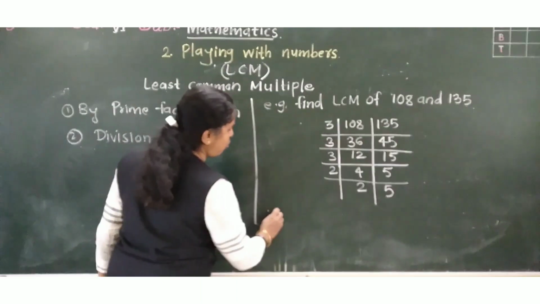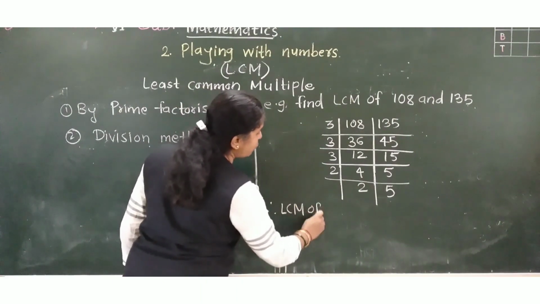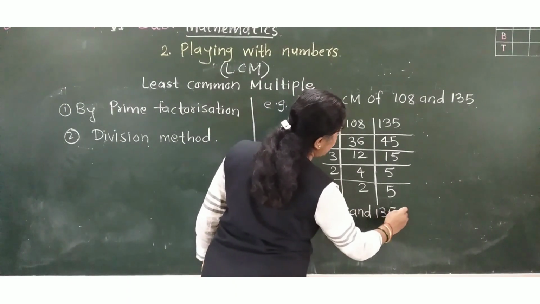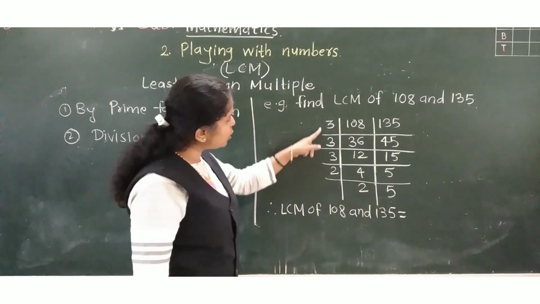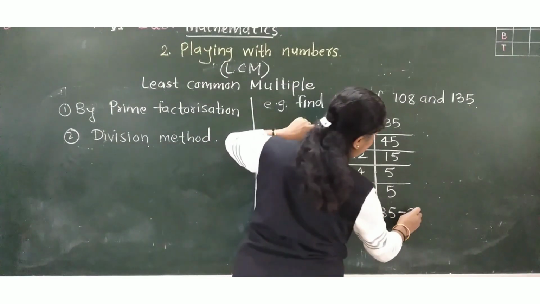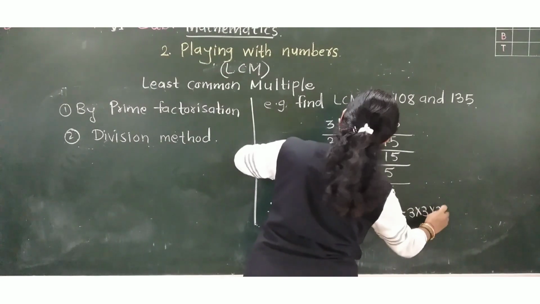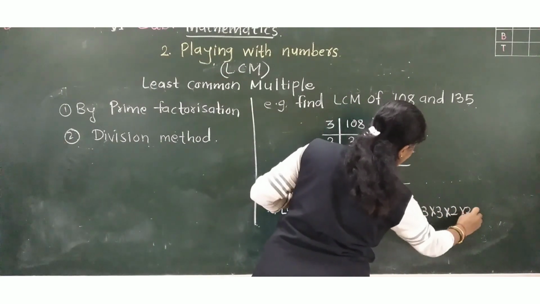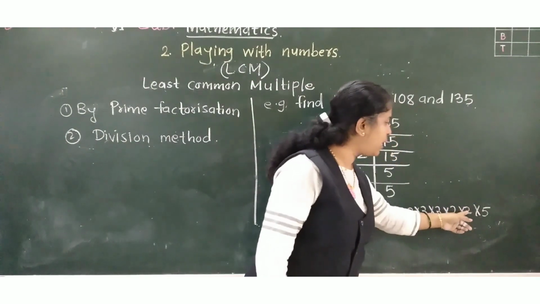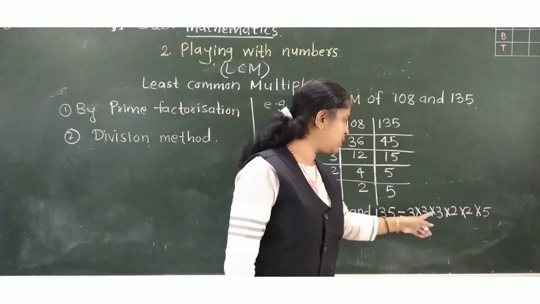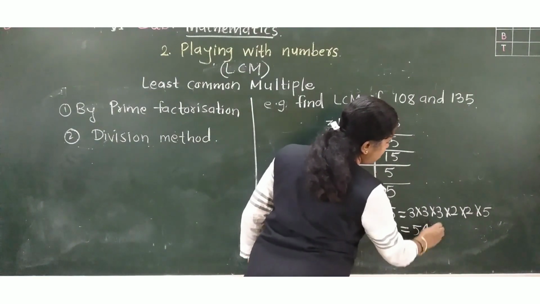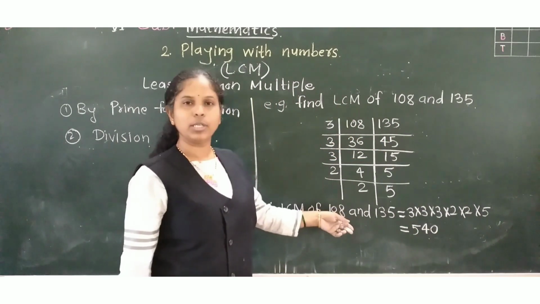Now, therefore, LCM of 108 and 135 is equal to. Now what we have to do? Whatever prime numbers we got, go on multiplying them. That is 3 into 3 into 3 into 2 into 2 into 5. See here? Again 5 2s are 10, 10 2s are 20, 20 3s are 60, 60 3s are 180 and 180 3s are 540. So this is the LCM of these two given numbers.